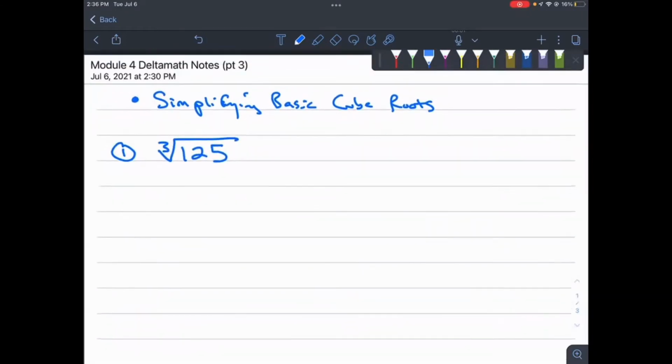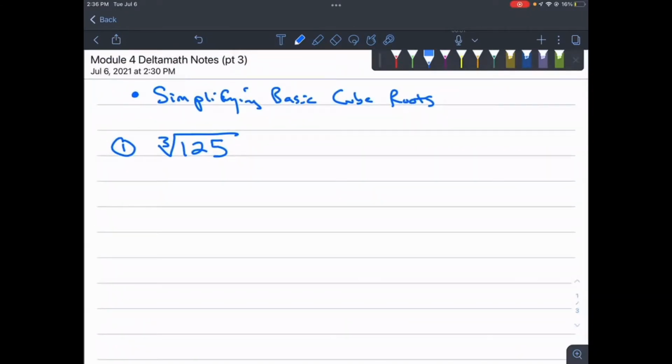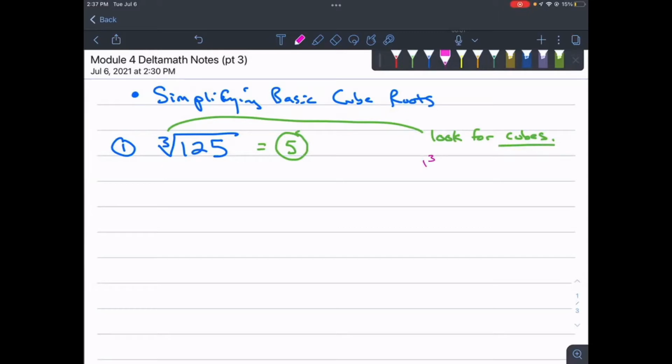This is one you could do on your calculator pretty easily. Cube root of 125, that'll come out to just 5. But basically what you're going to be doing for most of these is looking for cubes. And cubes are basically made by cubing things. So 1 cubed, 2 cubed, 3 cubed. That's the thinking that's involved.